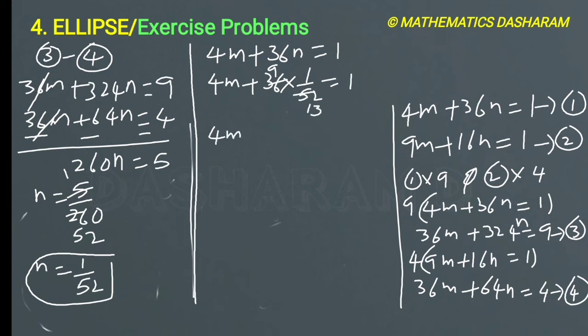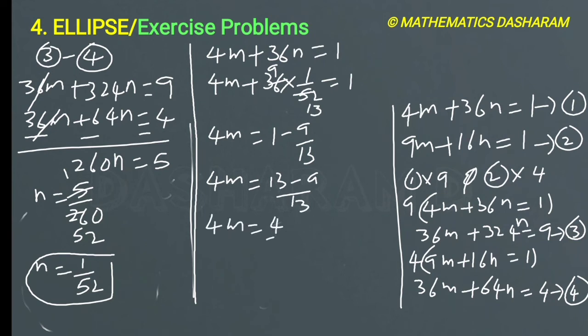Then 4m equals 1 minus 9 by 13. 4m equals 13 minus 9 by 13. 4m equals 4 by 13. Then the 4s cancel, m equals 1 by 13.